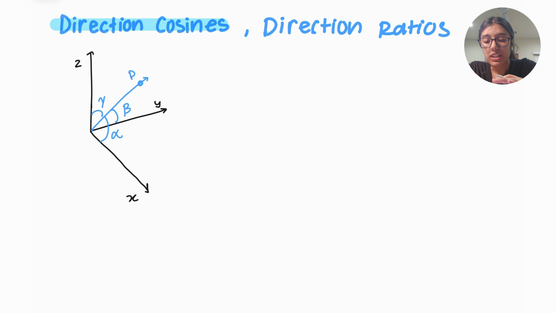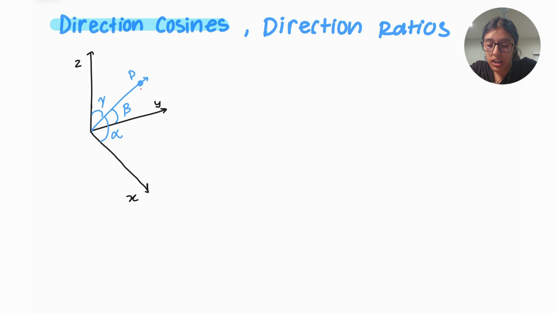To understand what direction cosines are, it is first important to remember that alpha is always the angle between a vector and the x-axis. I drew a random vector OP somewhere in that 3D coordinate plane. Alpha is the angle between that vector and the x-axis, beta is the angle between the vector and the y-axis, and gamma is the angle between the vector and the z-axis. So keep in mind alpha, beta, and gamma.